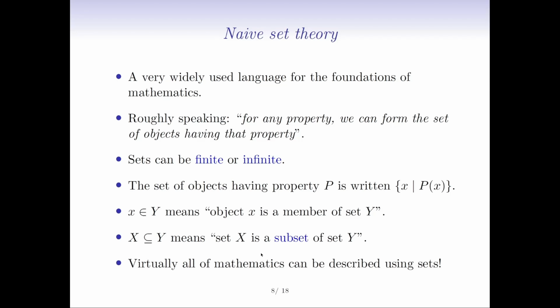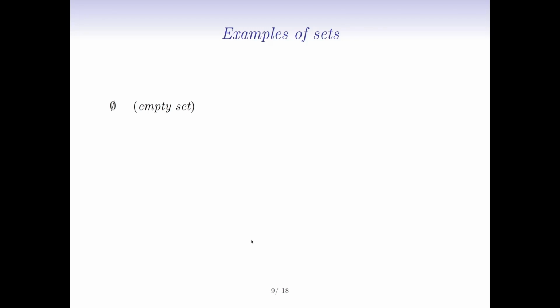That's what that means. And in fact, set theory is super useful. In particular, it can describe virtually all of mathematics. So super useful. Let's see some examples of sets. So this object here, this kind of zero with a stroke through it, is notation for the empty set. The empty set is the set containing no objects. Here we have a set of 4 objects, A, B, C, and D. So that's a finite set containing 4 objects.